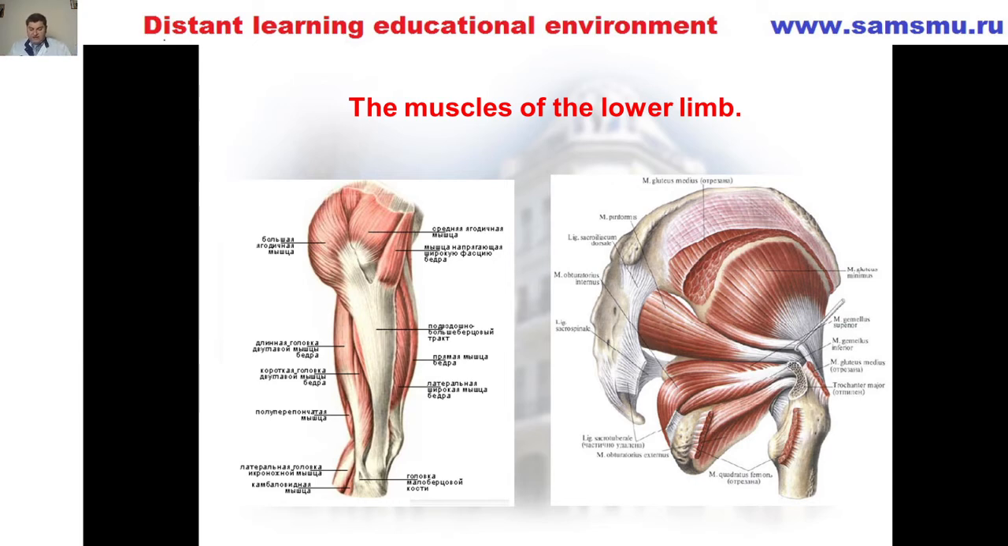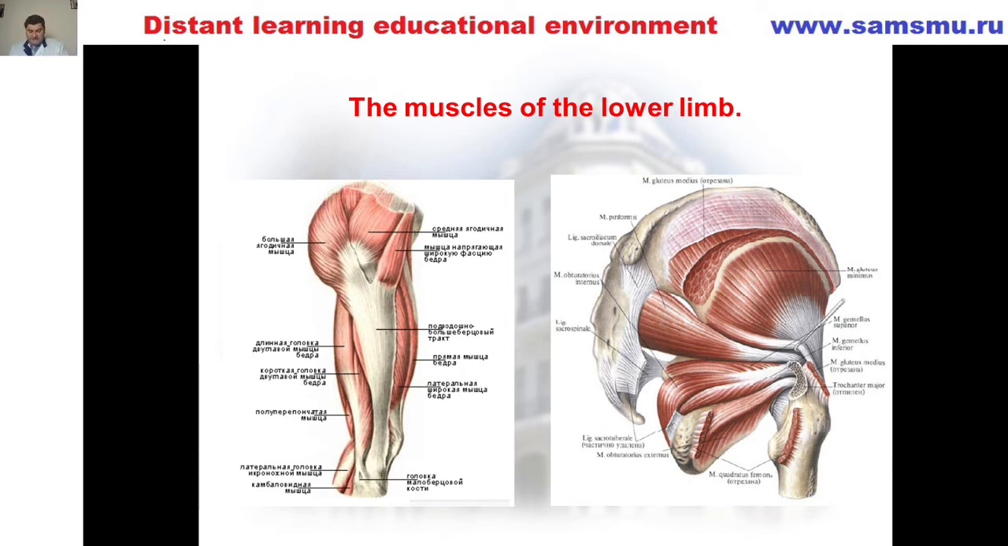The tensor fascia lata muscle, musculus tensor fasciae latae, you may see it here on this picture, developed in the embryo separately from the gluteus medius muscle. It lies directly in front of the gluteus medius muscle on the lateral surface of the thigh, between the two layers of the fascia lata.